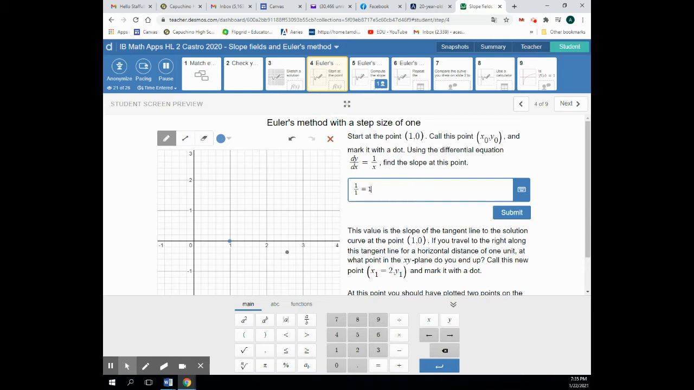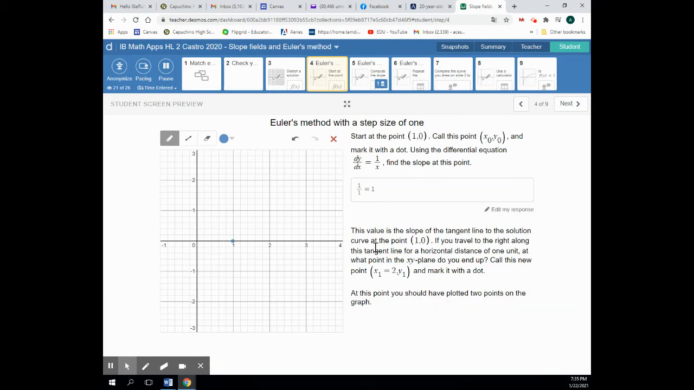Anything is fine. Okay, so the slope here, if I were to put in my little slope marker, like on our slope fields, I would have a slope of 1. So I'm going to submit that. This value is the slope of the tangent line to the solution curve at the point (1, 0). If you travel to the right along this tangent line for a horizontal distance of 1 unit, at what point in the xy plane do you end up?